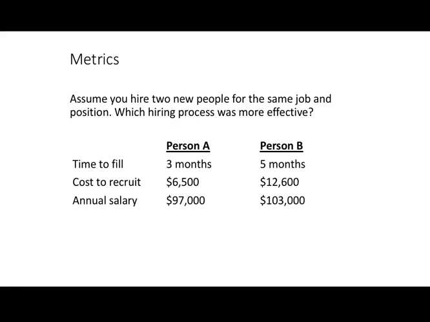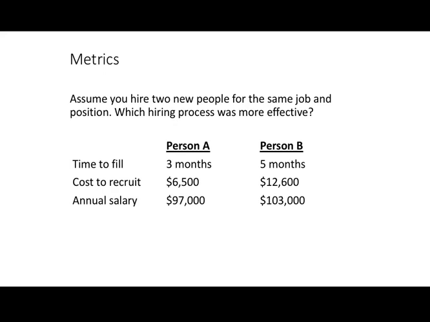For person A, it took them 3 months to fill the position, so it was fairly quick. The cost to recruit was $6,500, and the annual salary was $97,000 that you're going to be paying this person. And that may have to do with how you negotiated, et cetera. Person B, it took 5 months to find somebody for that position. It cost you over $12,000 to recruit that individual, all the costs involved in the recruitment and selection process. And then their annual salary was $103,000. It's possible, given that it took you 5 months to find somebody to fill that job, that you ended up having to pay more to attract somebody to take the job.